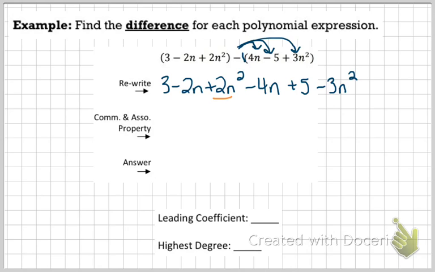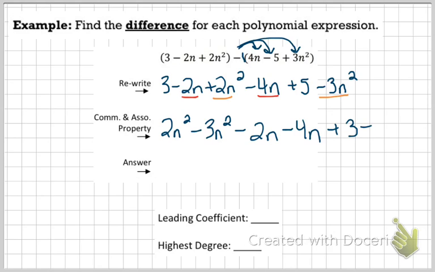Commutative property. Combine your like terms. So those with the power of 2 go first. So 2n squared minus 3n squared. Those with the power of 1 go next. So that's a 2n, and that 2 has a minus. 4 also has a minus. And then finally the constants, the 3 and the 5. Combine your like terms. These two are like terms, so they go together.